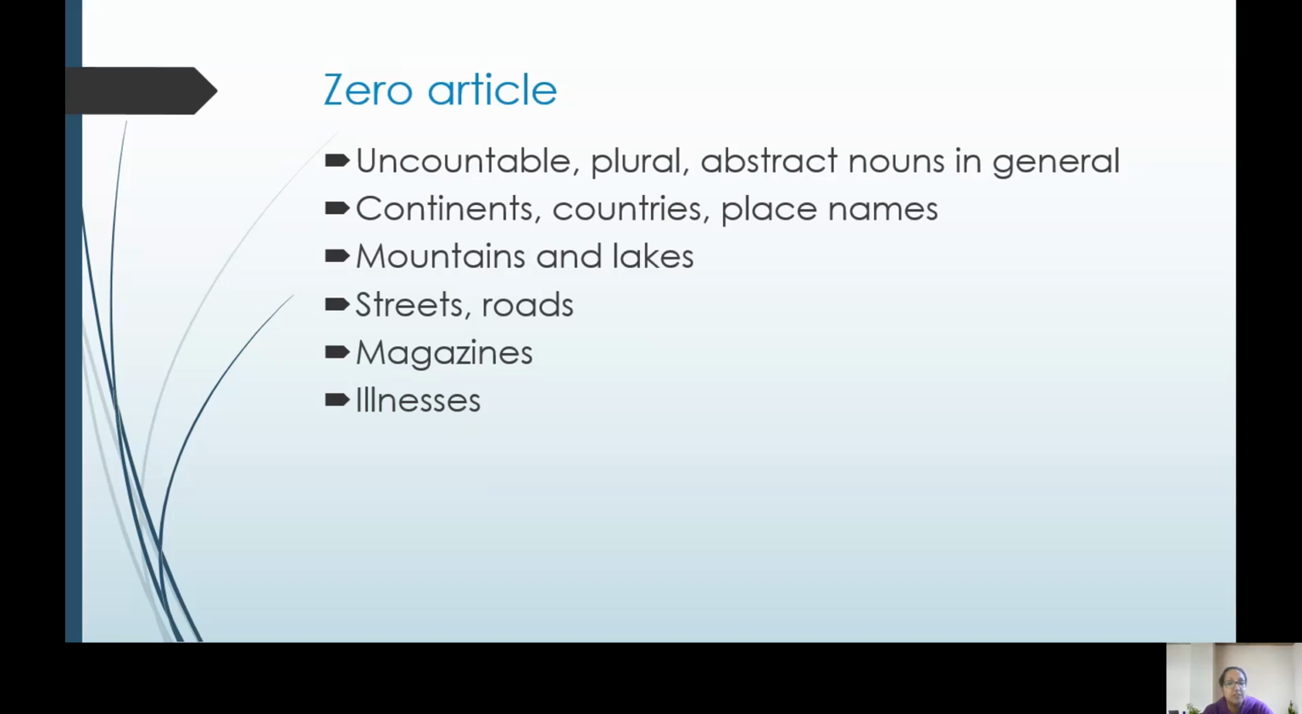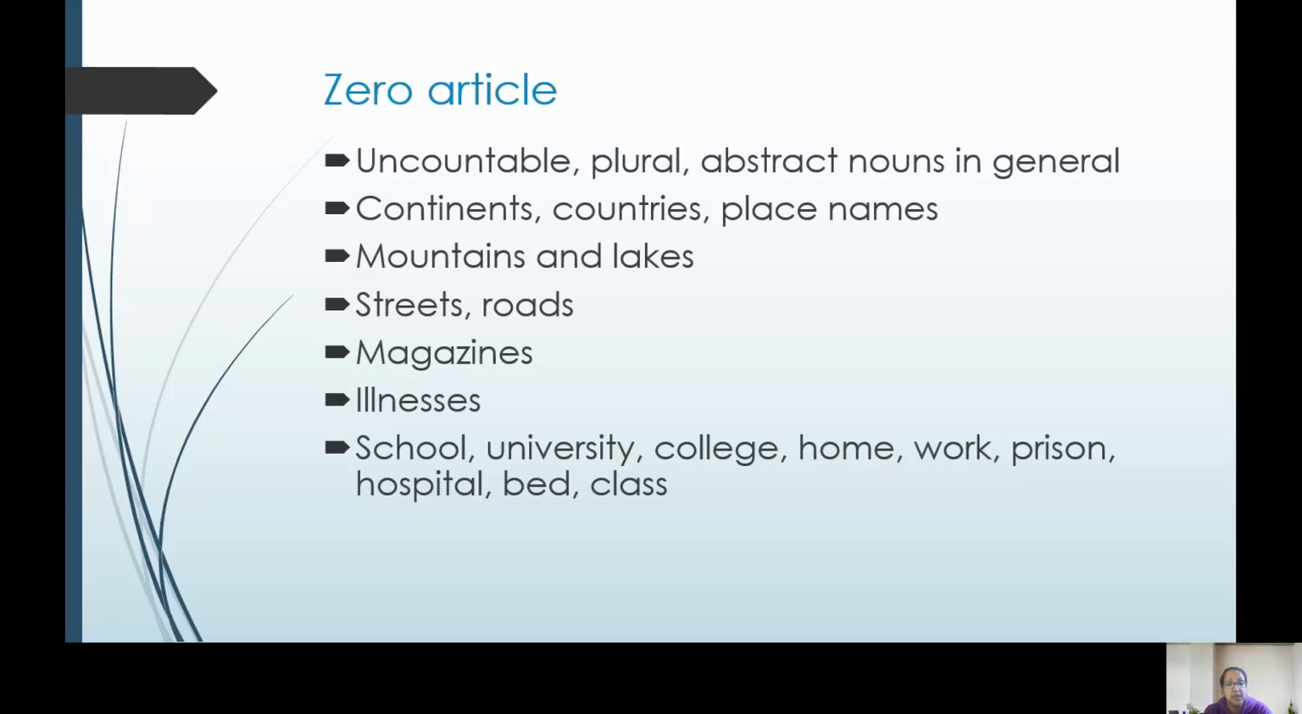We don't use an article with school, university, college, home, work, prison, hospital, bed, and class, when we're talking about these places or things for their intended use. For example, he goes to school. The school is there for learning, so he goes to school. But if we're talking about the building, the school is on the corner.